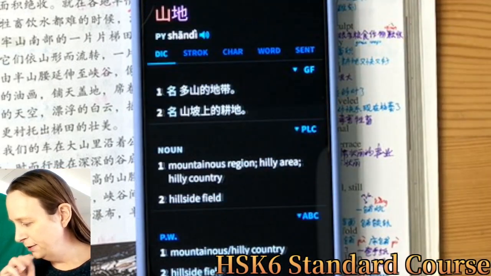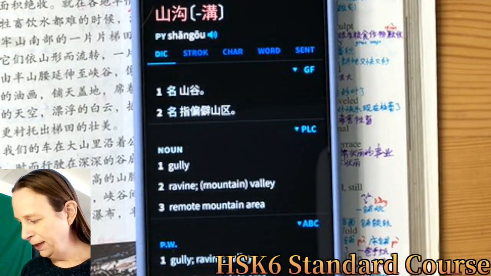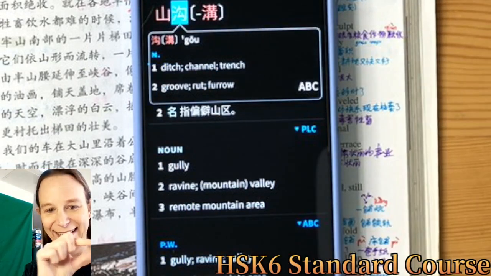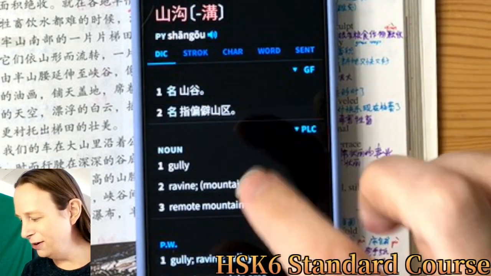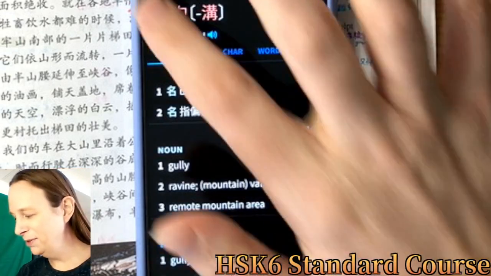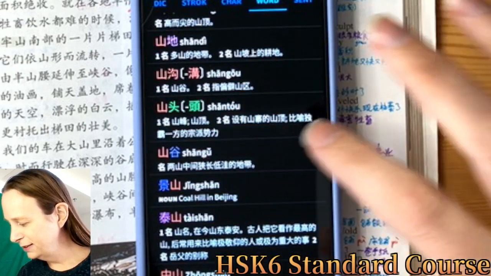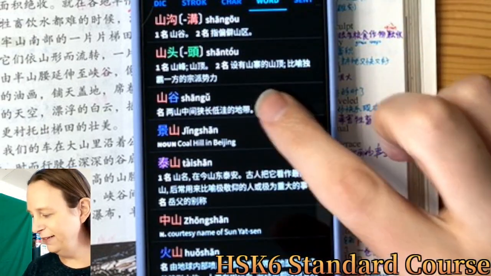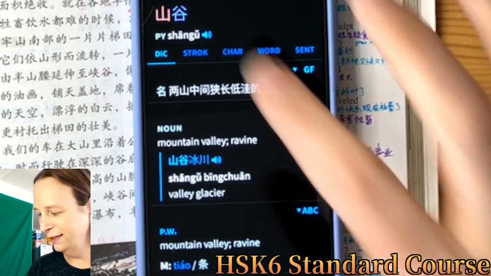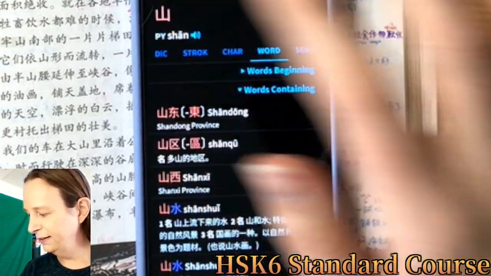山地, 多山的地带. 山沟. So this 沟 is like, I guess, a ditch, where water flows. So 山沟 is like a gully, right? The water is flowing between mountains. 山头, 山峰. 山谷, mountain ravine, mountain valley. 山谷冰川. These are different mountains. Yeah, alright.